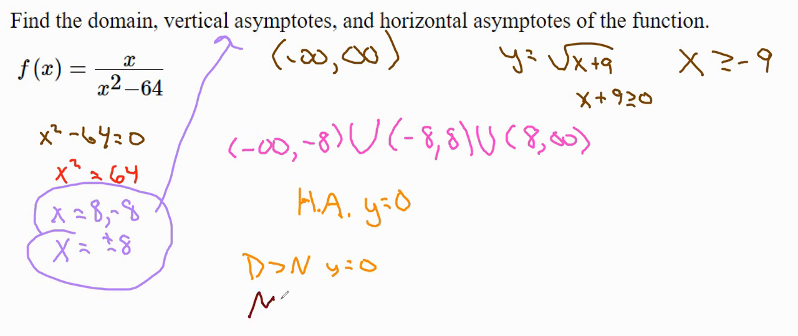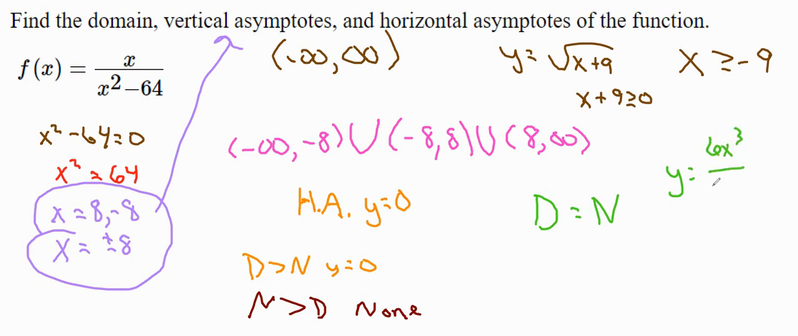If the degree in the numerator was greater than the degree in the denominator, there is none. And if the degree is equal for the denominator and the numerator, then you look at the coefficients. So I'm going to write out a quick example. Let's say we had 6x to the third over 5x to the third plus 4x squared. The degrees are a tie, so the horizontal asymptote would just be 6 over 5. We look at the coefficients.